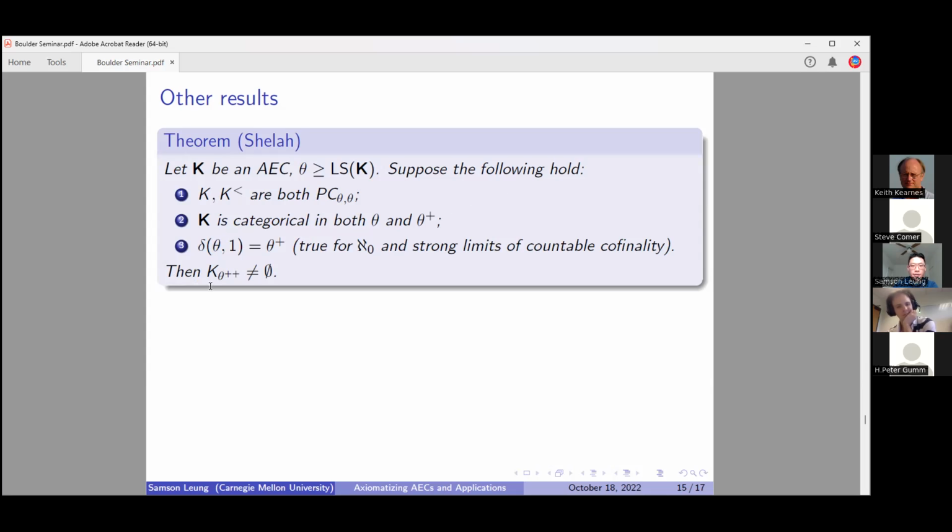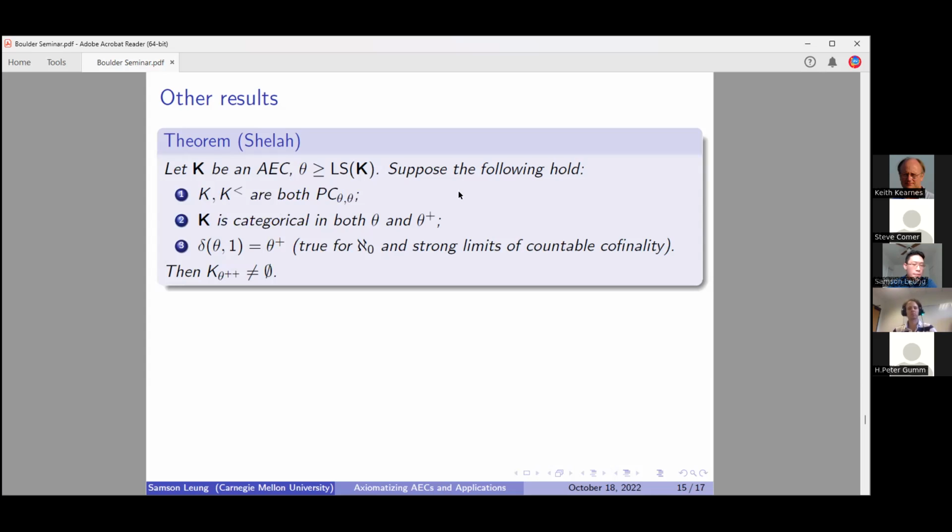If you have these three assumptions, then you can predict the existence of models in theta plus plus. Notice that we're doing everything here in smaller cardinals, theta and theta plus, and then making some predictions in K theta plus plus. The proof is totally non-trivial because you have this technical cardinal here. But for our purpose, we just focus on the first and the second assumptions.